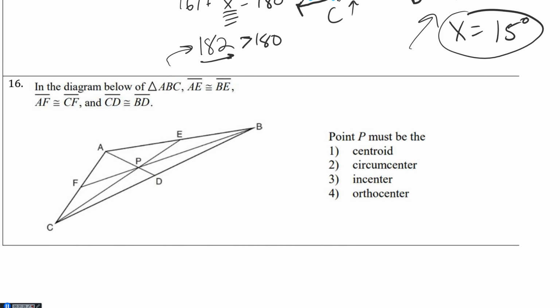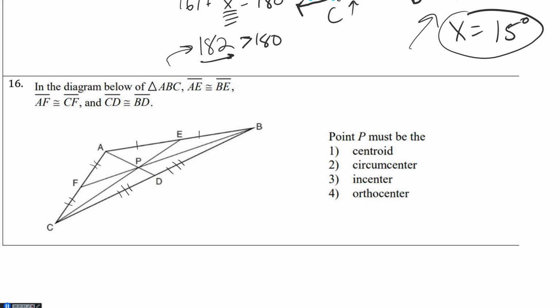Number 16. In the diagram below of triangle ABC, AE is congruent to BE, so I'm going to mark that. AF is congruent to CF, I'm going to mark that with 2 dashes. And CD is congruent to BD. Point P must be the centroid, circumcenter, incenter, or orthocenter.